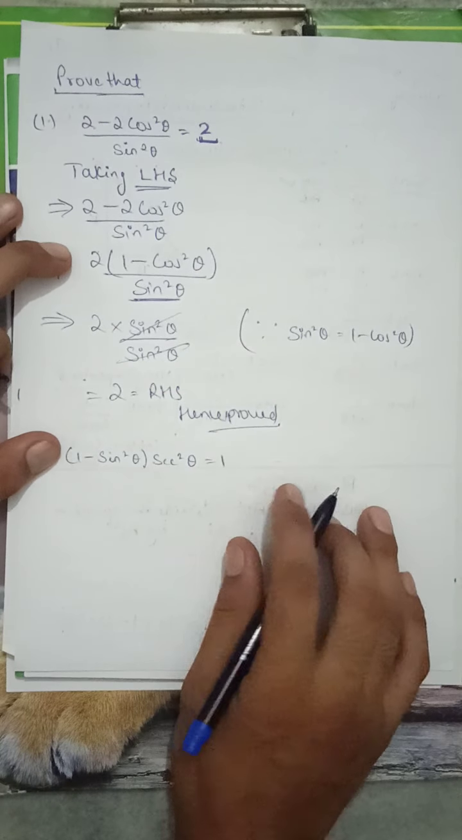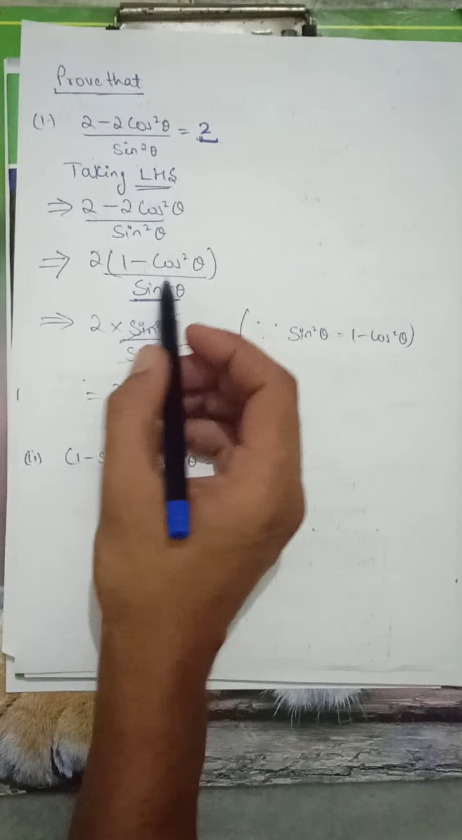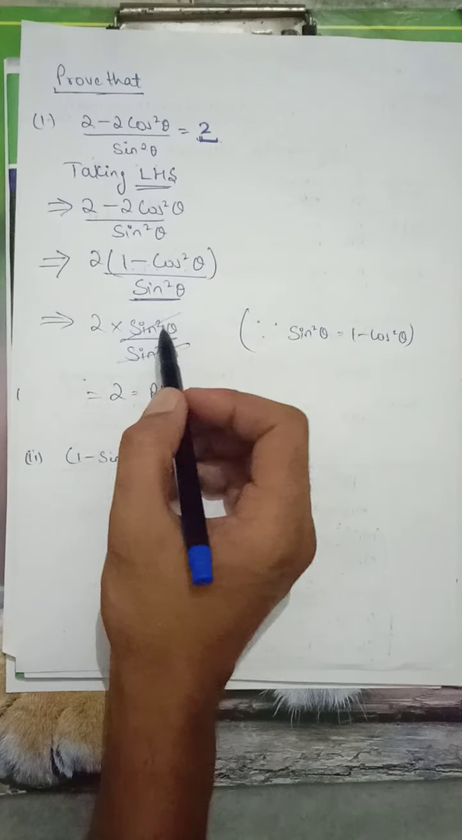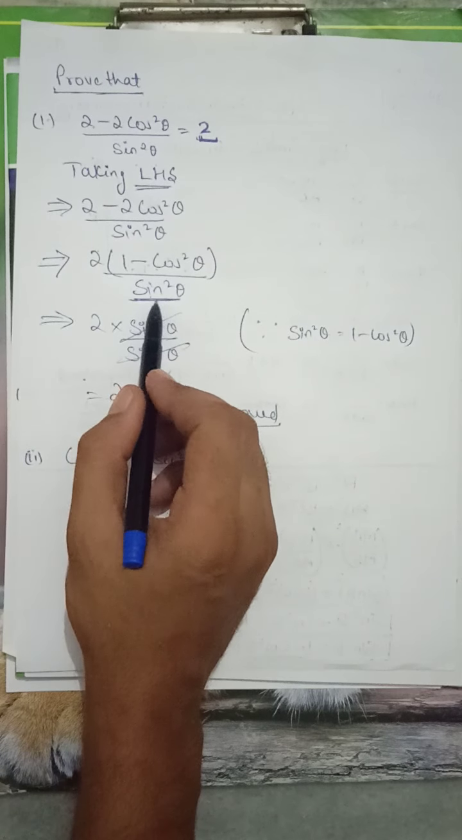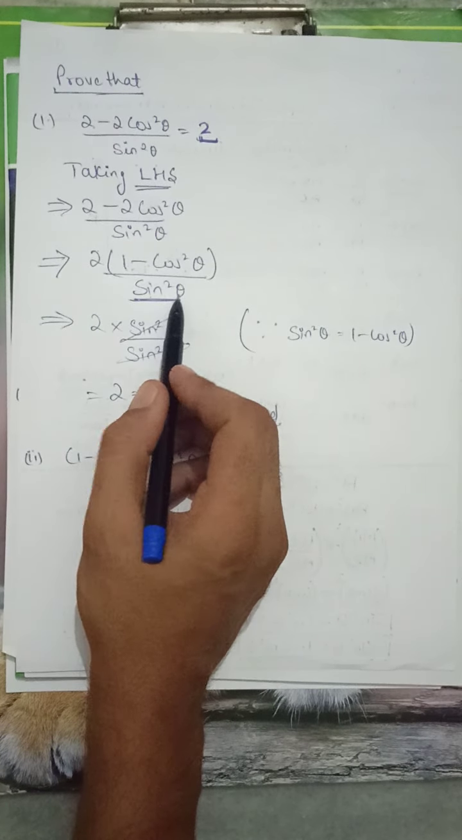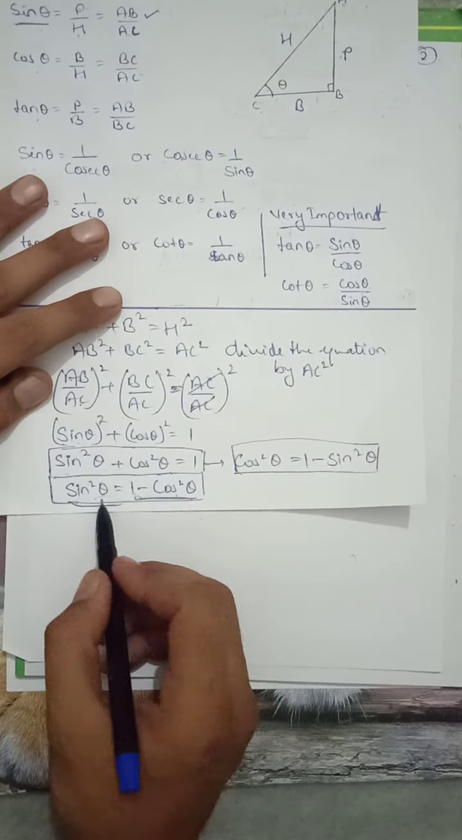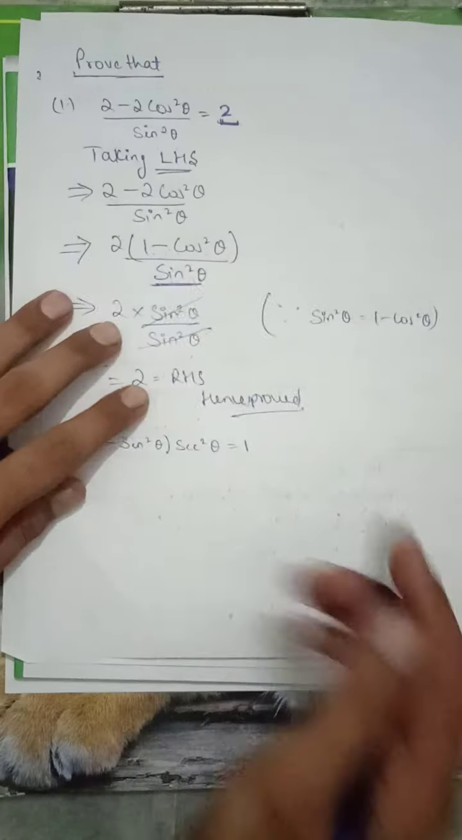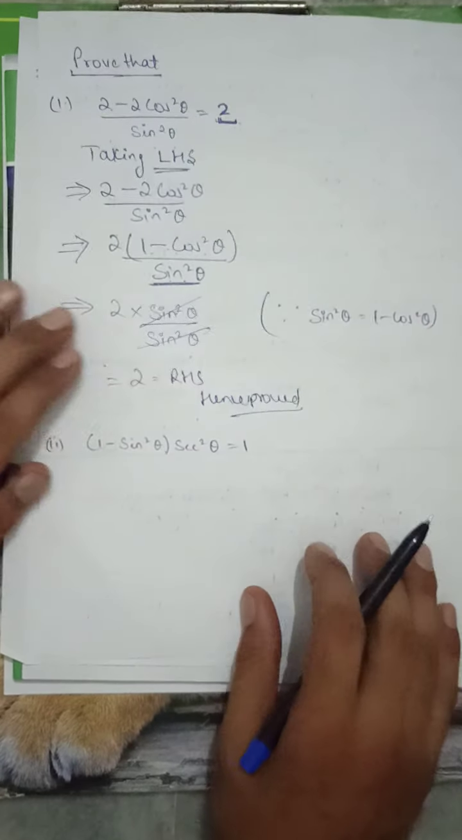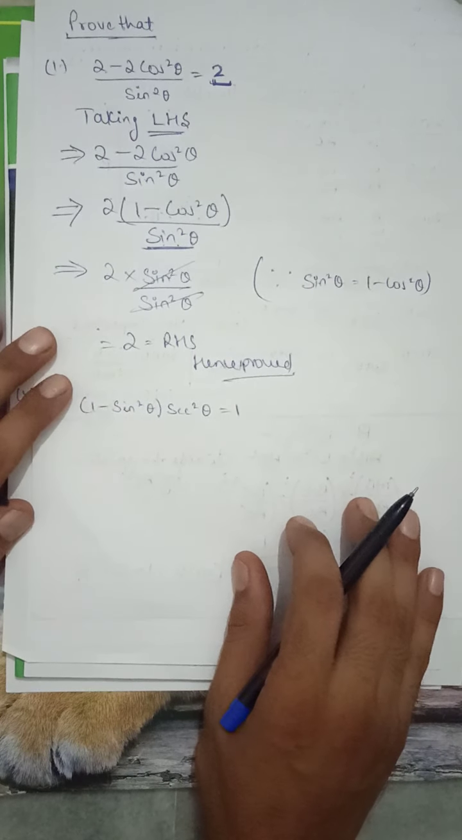Some of you might be thinking that in place of replacing 1 minus cos square theta with sin square theta, we can write sin square theta is equal to 1 minus cos square theta from here. Sin square theta is equal to 1 minus cos square theta. We can replace it here. Then also we can do the cancellation.